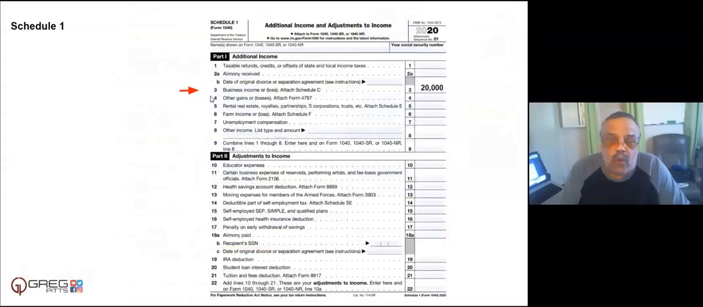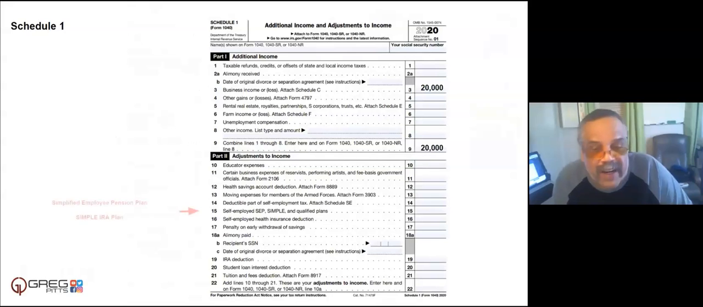Let's go to Schedule 1. Take that $20,000, put it on line 3, as they told you. Bring it down to line 9, because you're combining your income. We're not showing you anything else but the 20. So there's $20,000 on line 9. Okay, now your adjustments to your income.